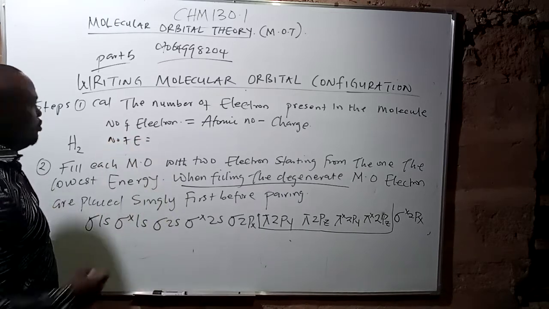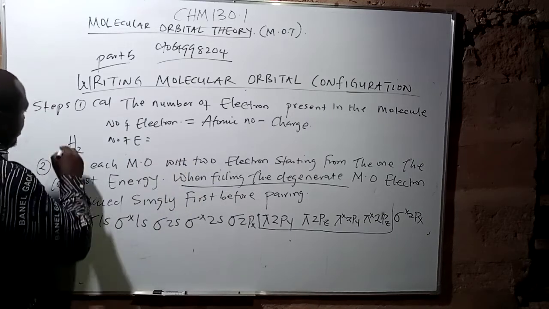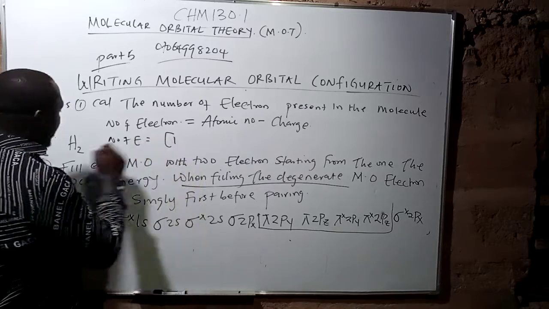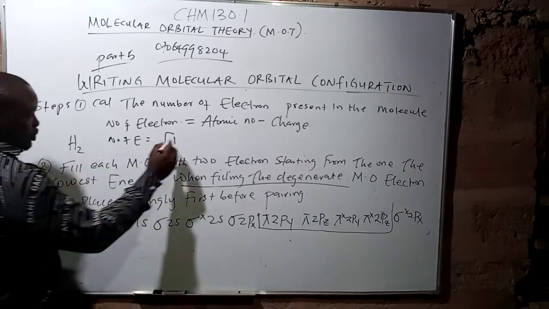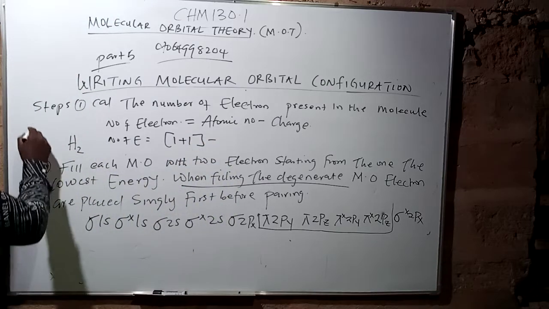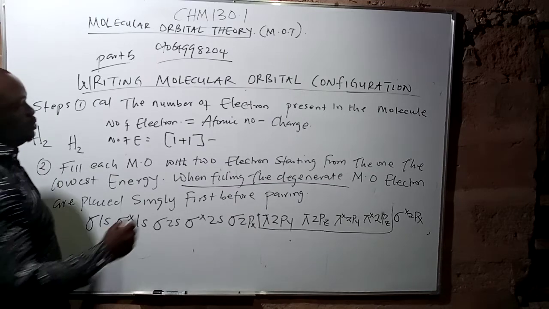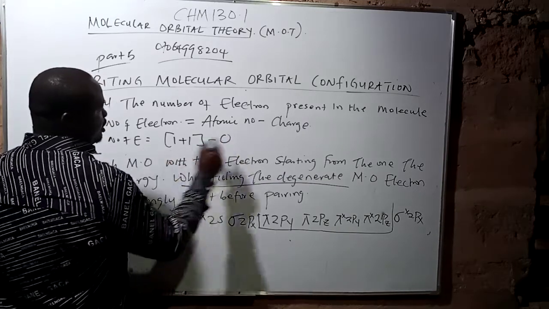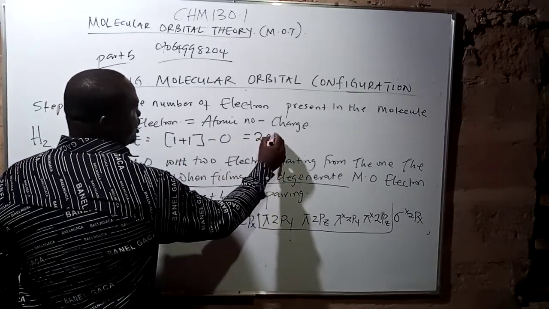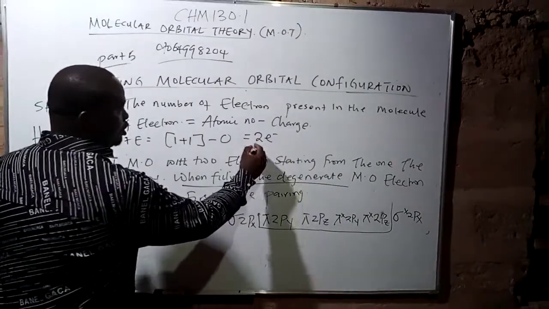The first thing I'm going to do is, what is the atomic number for hydrogen? Remember, we have H2 here. The atomic number of hydrogen is 1, but we have 2 hydrogens. So 1 plus 1, minus the charge. Are you seeing any charge? You are not seeing any charge. This is a neutral molecule, so there's no charge. So minus 0. The number of electrons is 1 plus 1, which gives you 2 electrons, because 2 minus 0 gives you 2. So the number of electrons is 2.